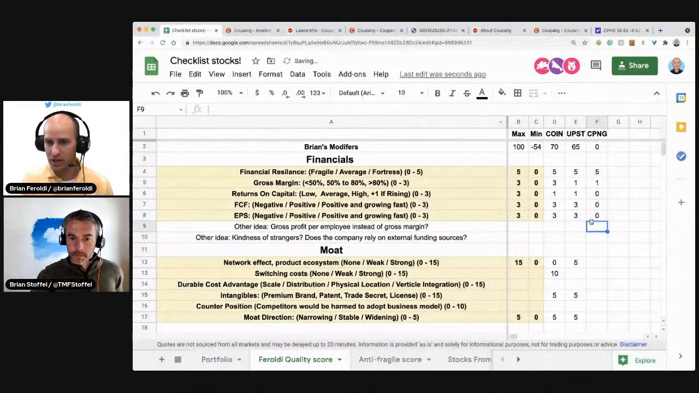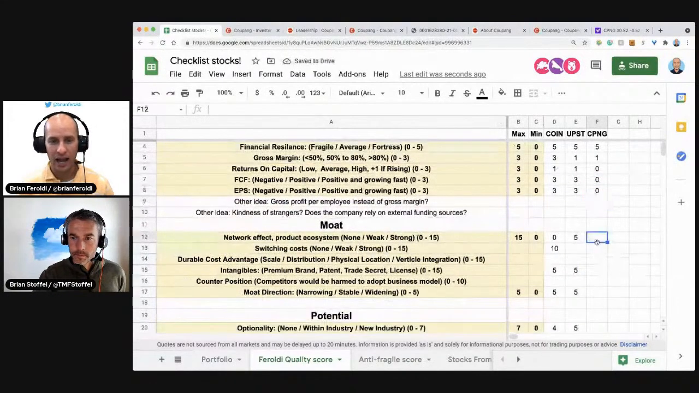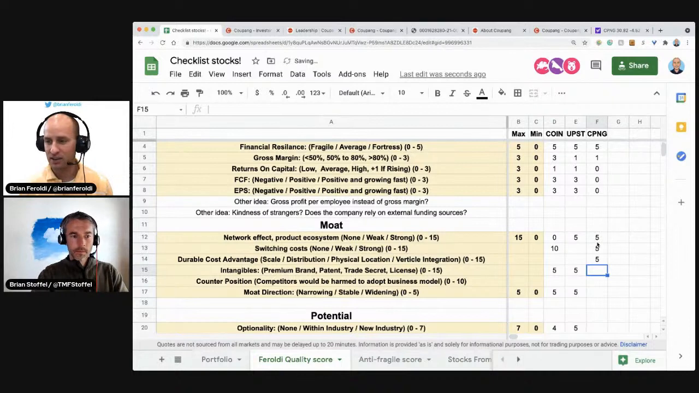Okay, let's talk about the moat. I will also give them some points for the network effect. I'll give them 5 out of 15 for the network effect. I will give them some points for the switching costs. Once you are a Coupang customer, clearly you stay around and you order more. There must be switching costs, and there's very much a durable cost advantage here. And given everything that's happening, I think their moat is getting wider. So my scoring system taps out at 20. I am giving them full credit.